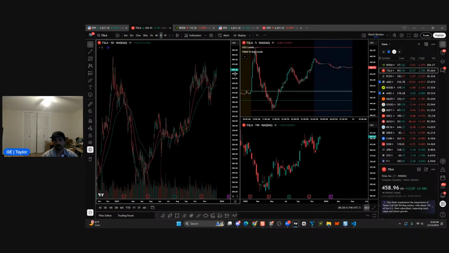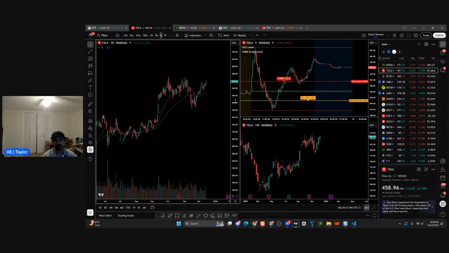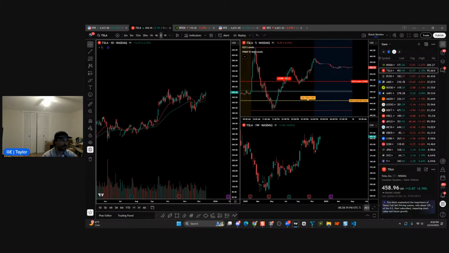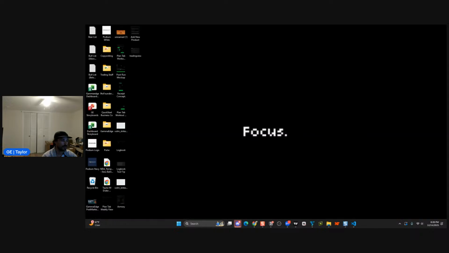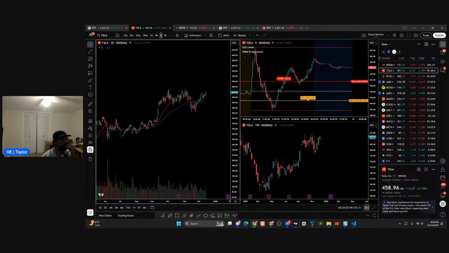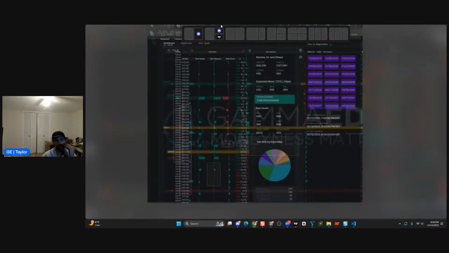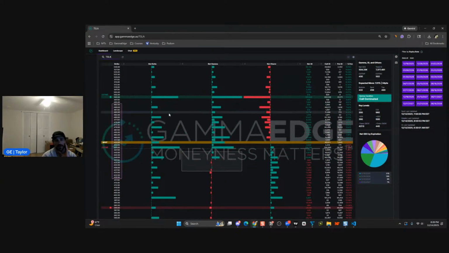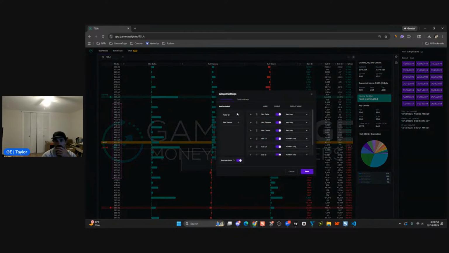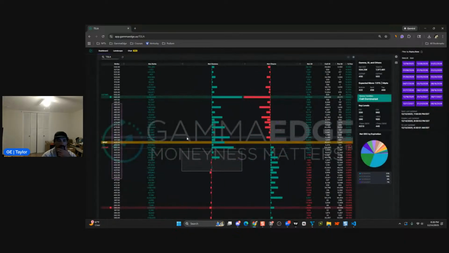What else have we got? We got Tesla. Yeah, Tesla looks good, right? It's above its transition zone. Kind of the opposite trend of what we saw in NVIDIA there. Looking at the Tesla dashboard, it's above its transition zone, call dominated above the spot price.